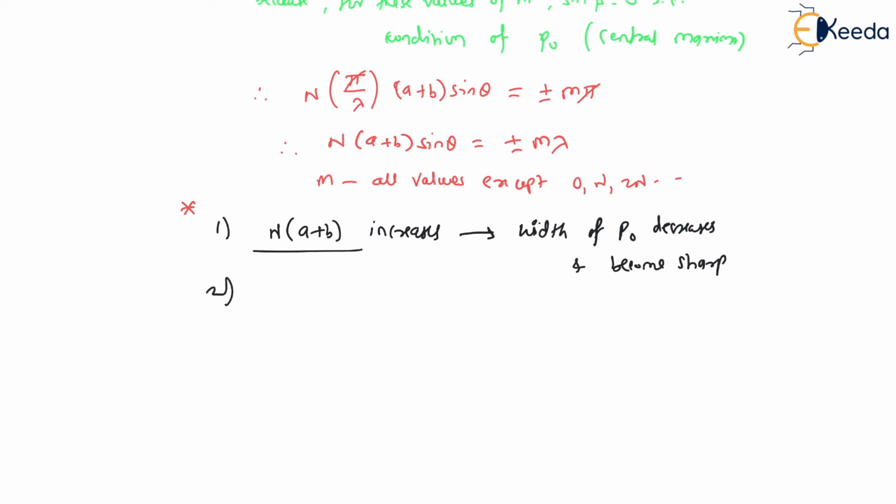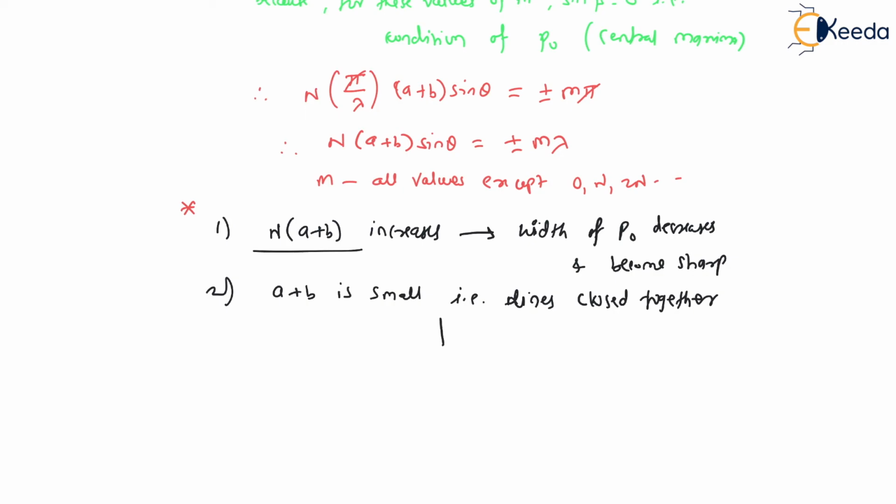Then the second observation is what? If this value a plus b is small, that means the grating element is small. See, a plus b is small, that means here I'll write, the lines will be close together, as a plus b is nothing but the separation. So lines will be close together and ultimately the angular spacing between maxima increases.